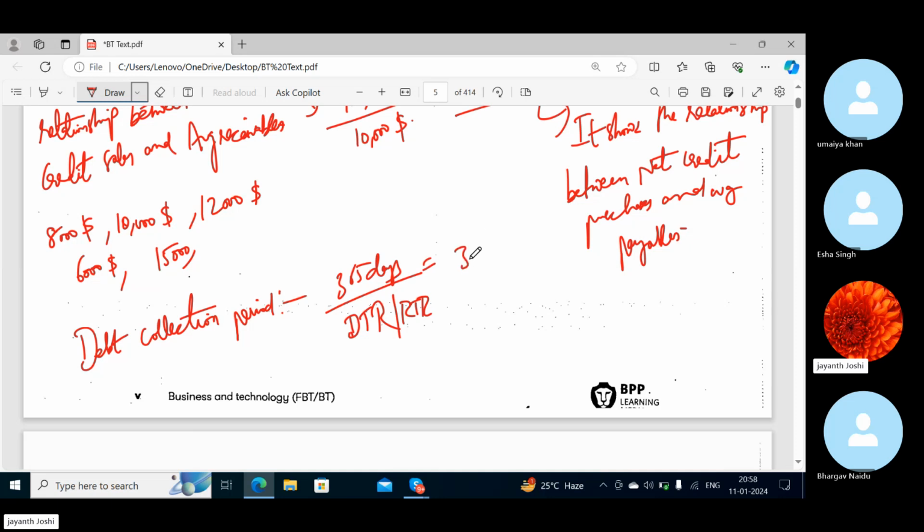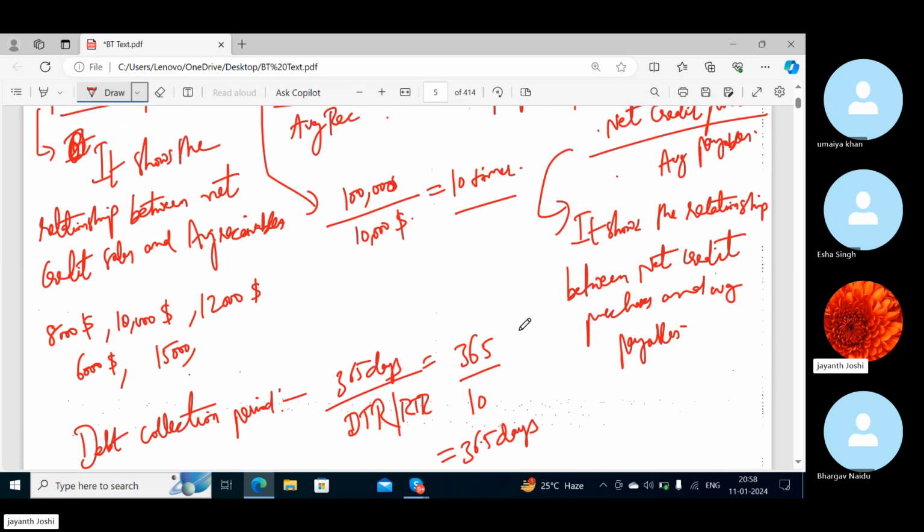So 365 days, let's say we are having 360 days in a year, divided by 10 gives you 36.5 days. That means it takes 36.5 days for my collection boy to collect some amount. Let's say on an average I have got 10,000. My collection team is going and collecting the amount in this way. Let's say we have done an average. So every 36.5 days on an average we are collecting 10,000. In this way we are collecting $100,000 in a year.